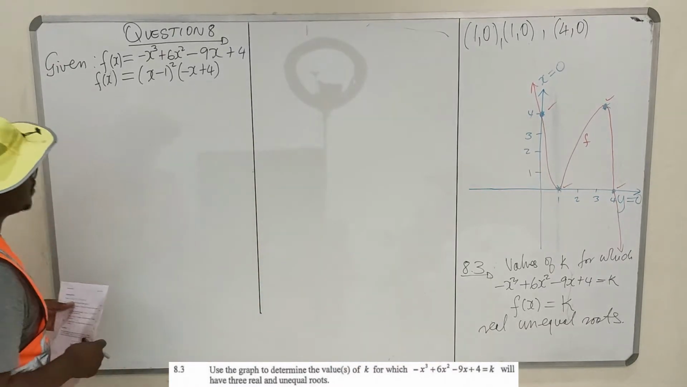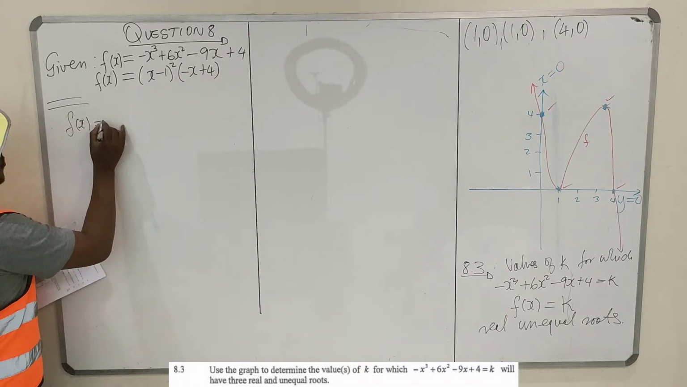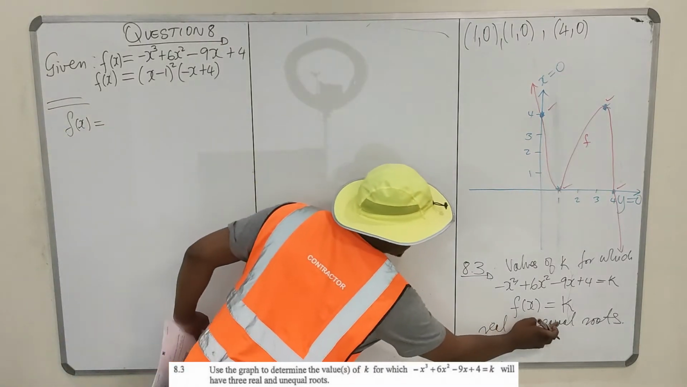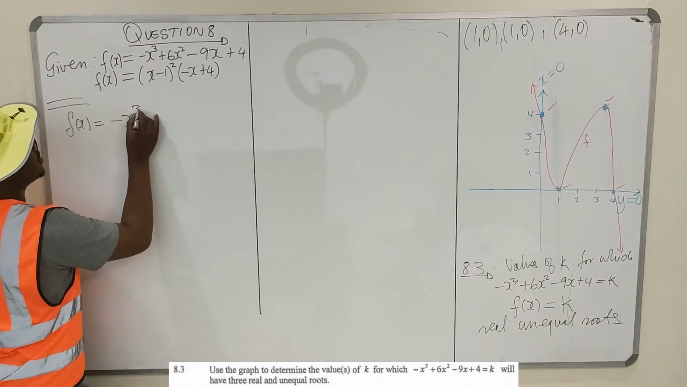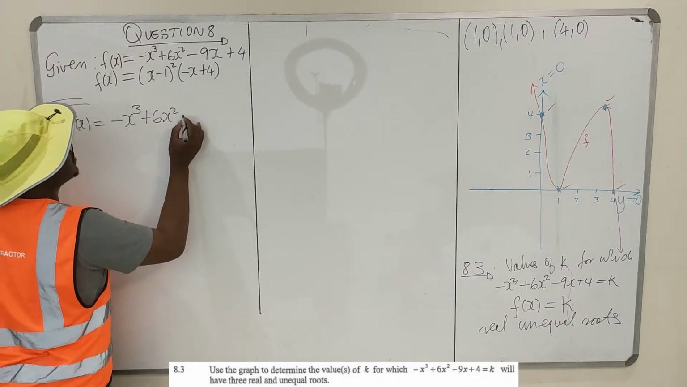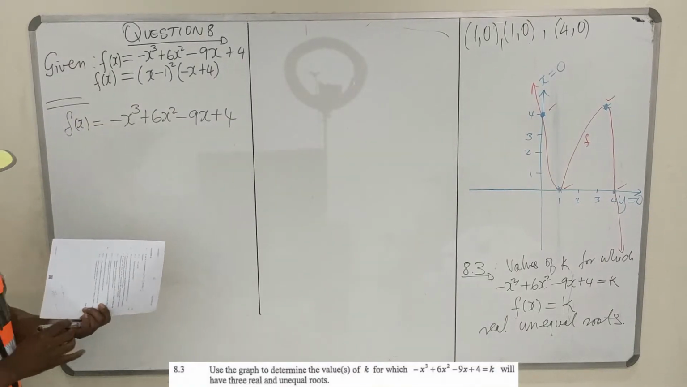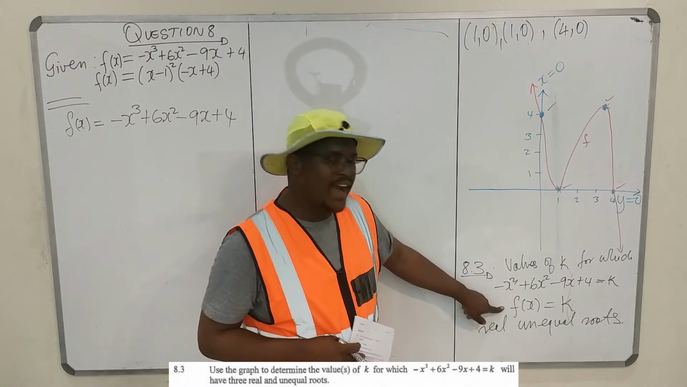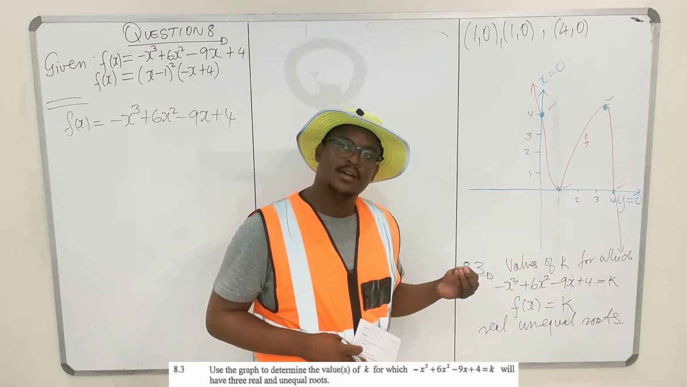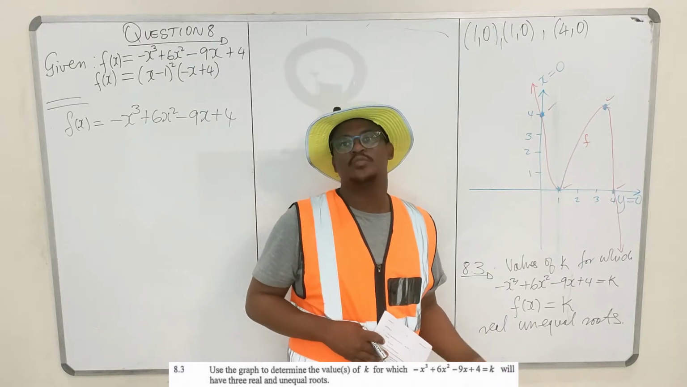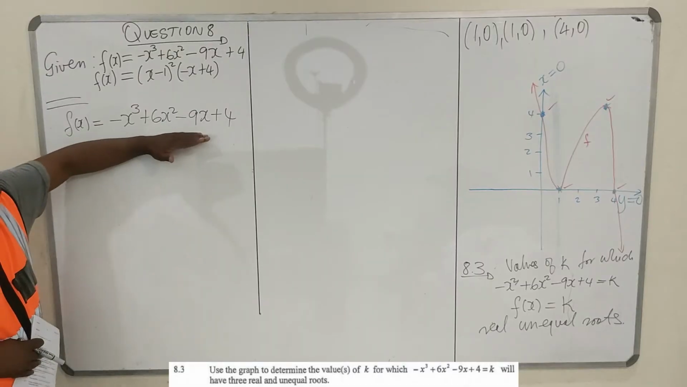You can look at it this way. You can say, okay, I have f of x, which is equal to the left-hand side, minus x cubed plus 6x squared minus 9x plus 4. That is your f of x. They want you to find the values of k for which this equation will have real and unequal roots. So you want it to have 3 distinct roots. So we have f of x to be that.